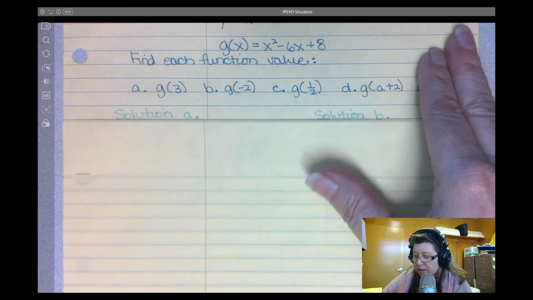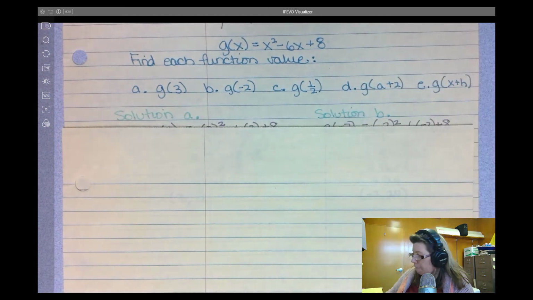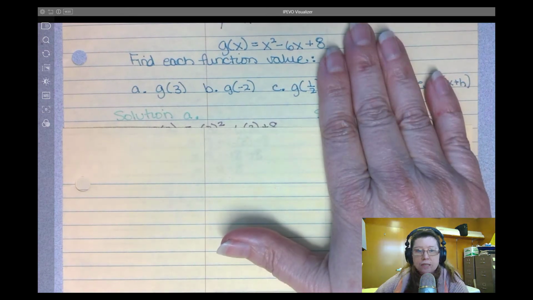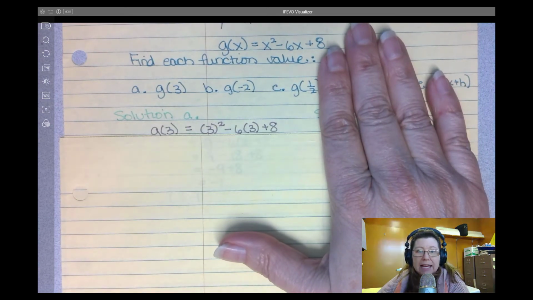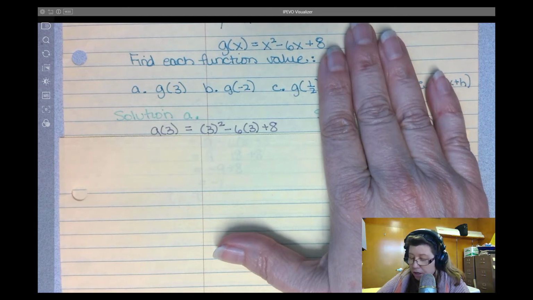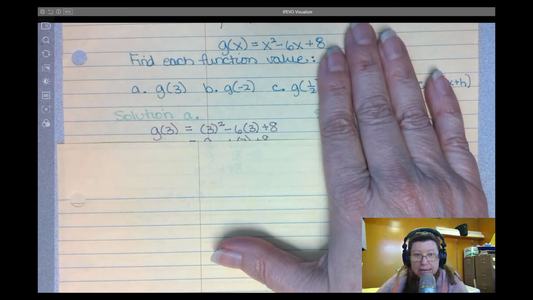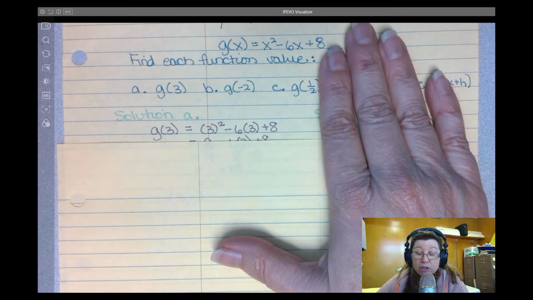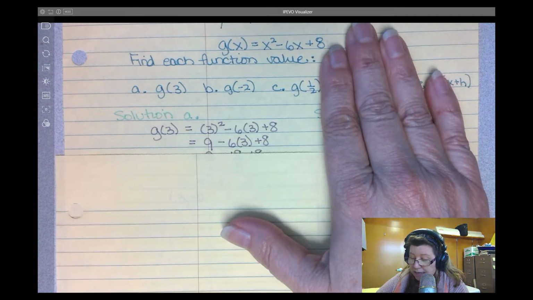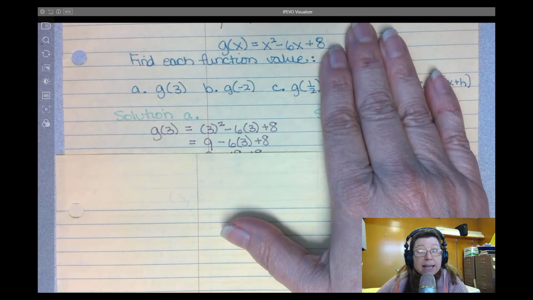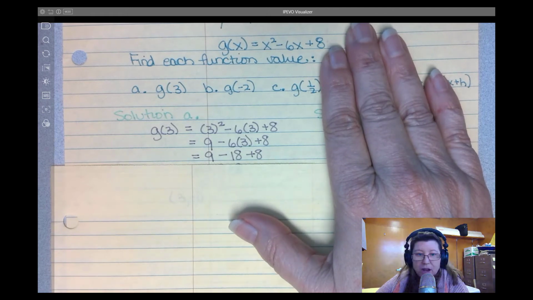Let's do the first one. All right, so I'm going to cover up the others because we don't need them yet. Wherever I see an x in this g of x equals x squared minus 6x plus 8, I'm going to plug in the value that we need to evaluate, which is 3. So g of 3 is going to be 3 squared minus 6 times 3 plus 8. Now, following order of operations, I need to do that squaring first. So 3 squared is 9. I have 9 minus 6 times 3 plus 8. Next is multiplication. 6 times 3 is 18. So I've got 9 minus 18 plus 8.